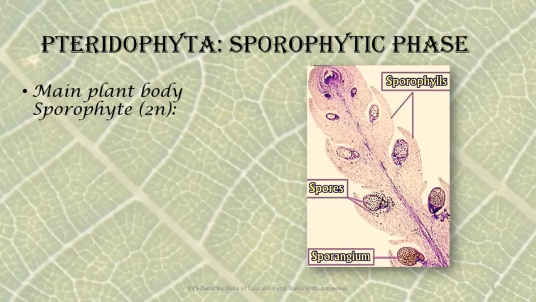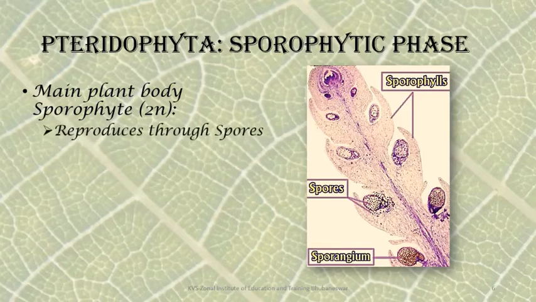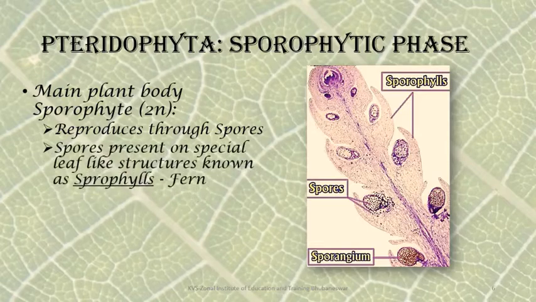We just said that the main plant body is sporophyte, which means that it is diploid, carries 2n chromosome number. Sporophyte reproduces through spores and that is why it is known as sporophyte. The spores are present on special leaf-like structure known as sporophylls. We just saw the macrophylls of fern. On the lower side of macrophylls, as you can see here, the sporophylls are seen.